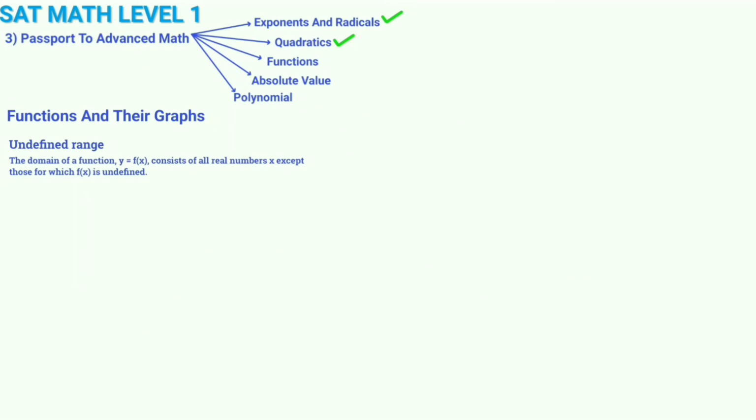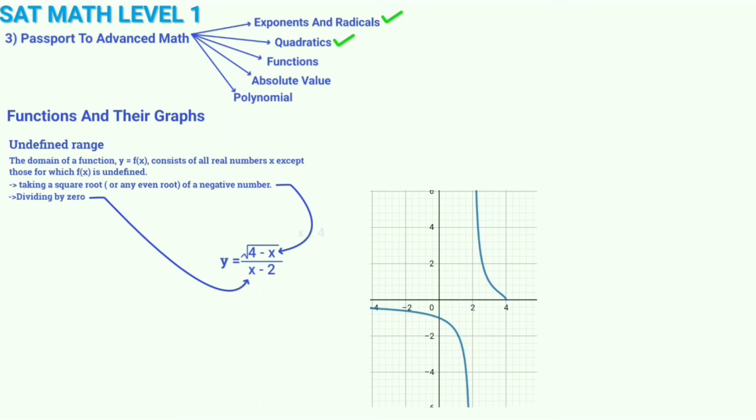Domain and range. The domain of a function y is equal to f(x) consists of all real numbers x except those for which f(x) is undefined. Taking a square root or any even root of a negative number, and dividing by 0. These are two ways.